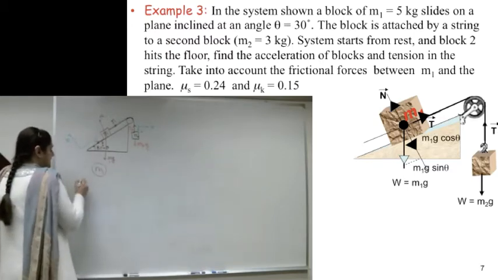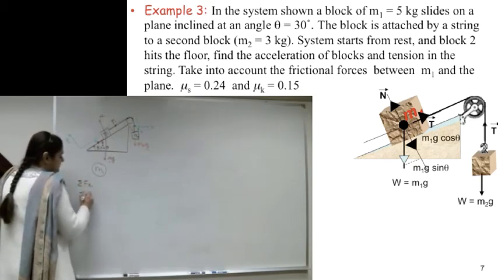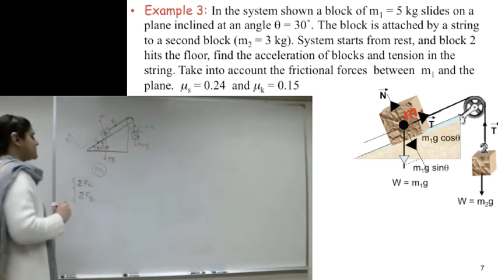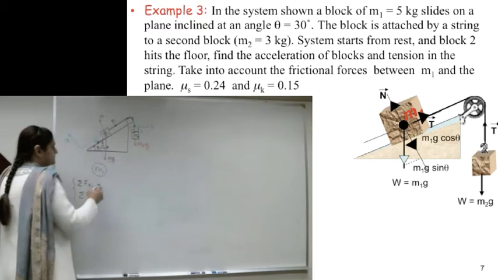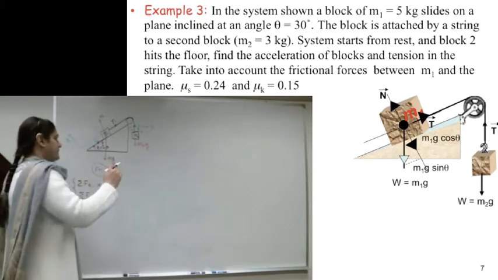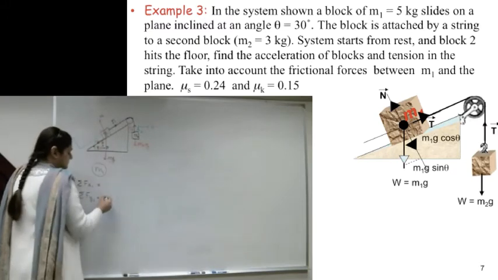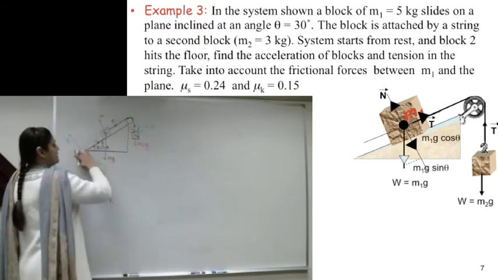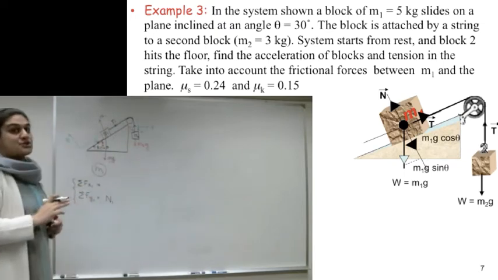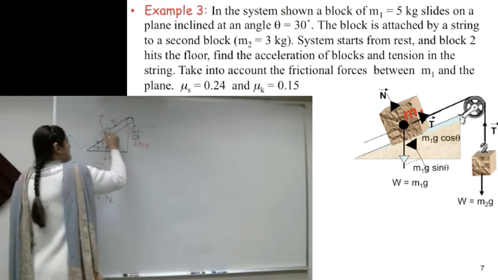Okay? Sigma fx1, sigma fy1. How many forces are acting on M1? Well, here's the trick. Note what's happening. This one is normal to the surface, N1, but M1G is not according to any of my coordinates. So I have to find the components for them. Okay?